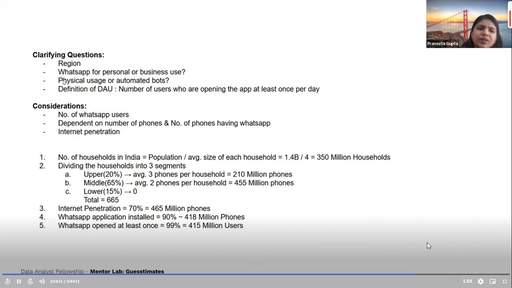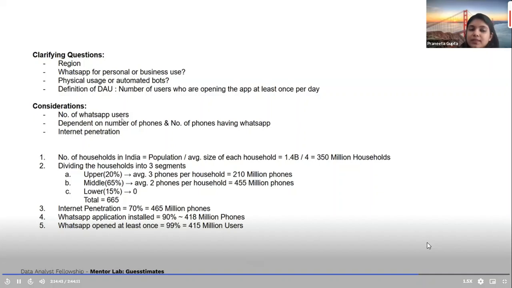Okay. Then physical usage, automated bots, you can forget, it's not necessary. Then daily active users means at least once they're opening the app. Sometimes it's not clear. It's possible that I'm opening the app, and for active users they're saying they're also sending a message. In this question, I'm saying they're at least opening the app once. So that becomes the definition of daily active users. Then what are the considerations inside this?